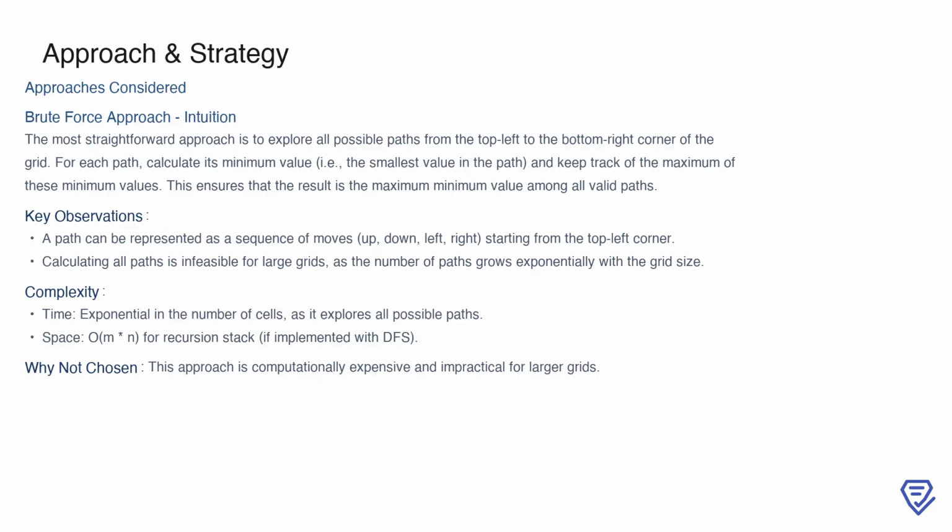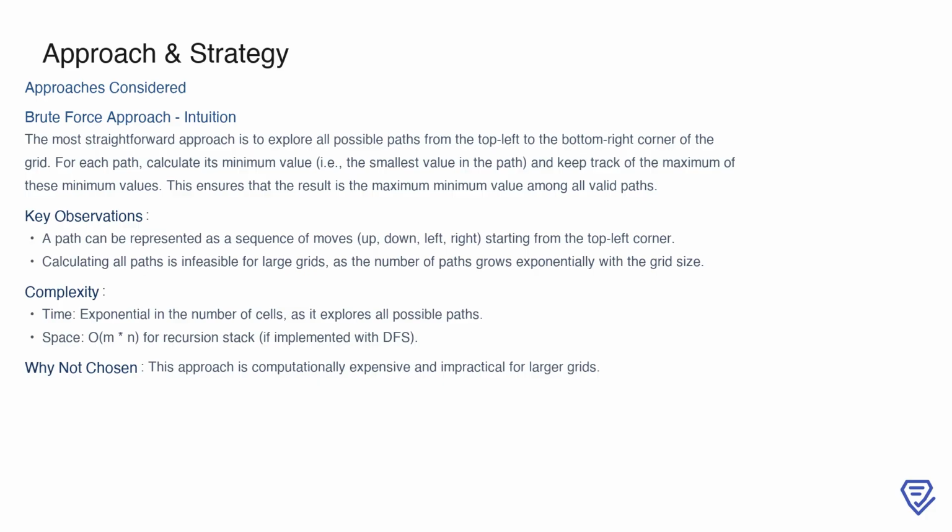However, there are some important observations to note. A path can be represented as a sequence of moves in the grid, such as up, down, left, or right. While the idea is conceptually simple, the major limitation is the computational cost. The number of paths grows exponentially with the grid size, making this approach infeasible for larger grids. In terms of complexity, the time required is exponential due to the sheer number of paths we need to evaluate. The space complexity, if implemented using recursion with depth-first search, would be proportional to the size of the grid.